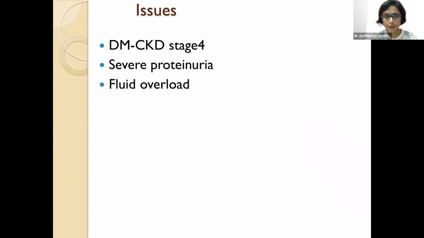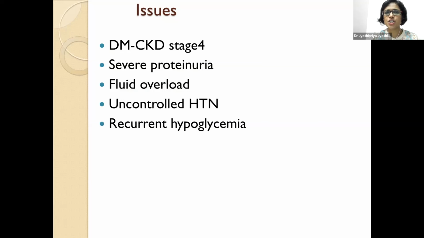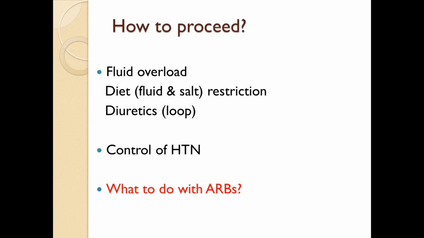She is in CKD stage 4. She has severe proteinuria, fluid overload, uncontrolled hypertension, recurrent hypoglycemia, anemia, and also CKD mineral bone disease changes. Now, how to proceed? First, regarding the management of fluid overload, put her on dietary restrictions, fluid restriction, and salt restriction. When the fluid and salt part is taken care of, there will be a significant BP reduction, and we can add diuretics.